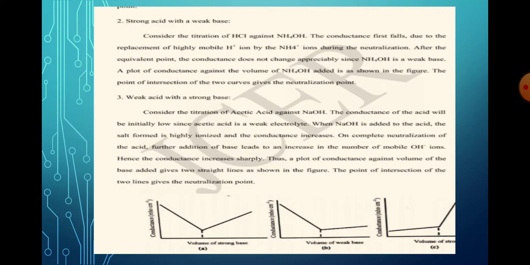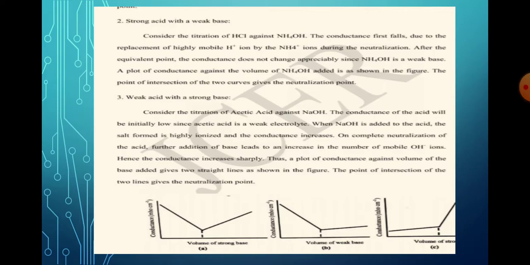So the conductance does not change. Why does it not change? Because after the equivalence point the conductance must not change. NH4OH is a weak base which is plotted against HCl. Weak acids with a strong base is next. Here, strong acids with weak base is over.